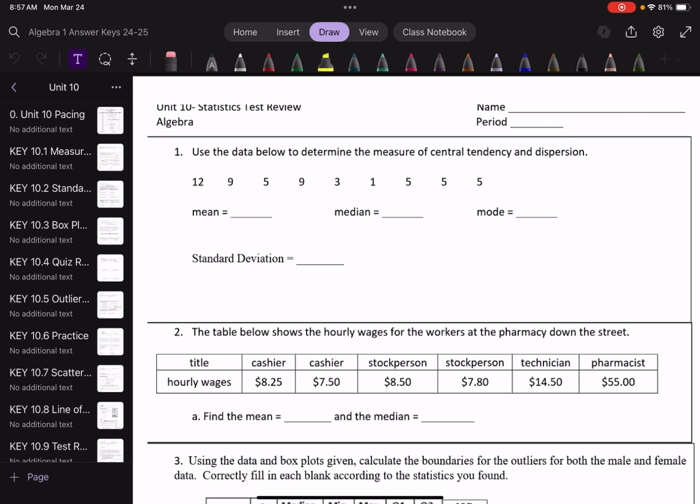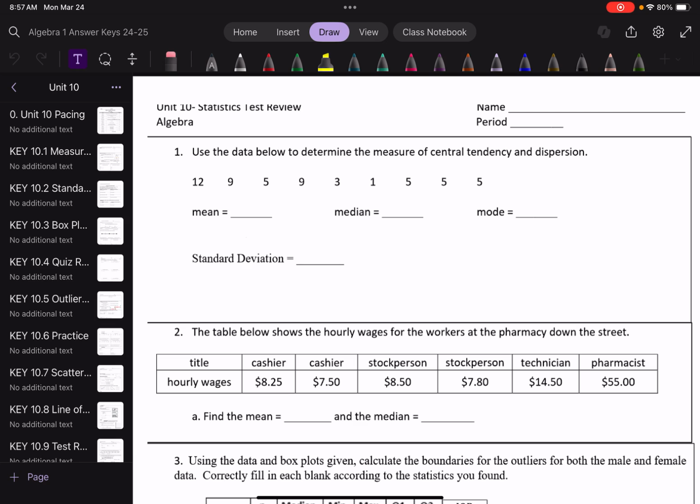The first question says, use the data below to determine the measure of central tendency and dispersion. We're given the list 12, 9, 5, 9, 3, 1, 5, 5, 5. We could do this by hand, but we've got the data button in our calculator. We're not expecting you to do this by hand. So I'm going to go ahead and hit data, and hit it again.